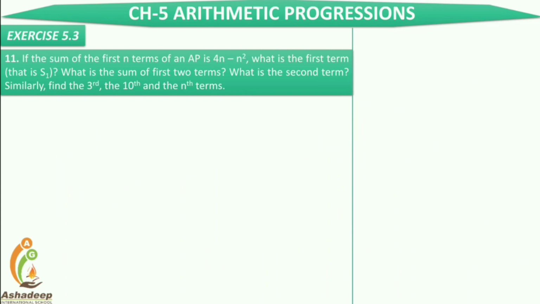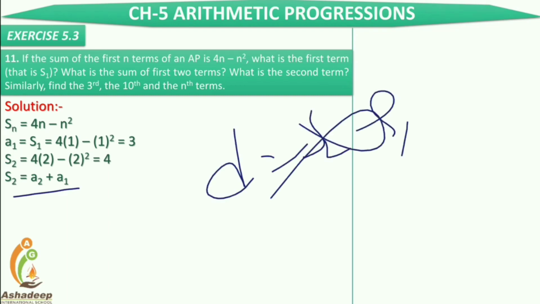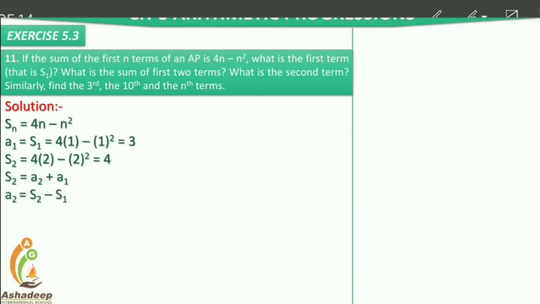Now let's see the solution. Sn is given. A1, or S1, is equal to 3. Now S2 is equal to A2 plus A1. Sorry, it's my mistake. S2 is A2. What I thought was S2 minus S1, that is wrong. Just don't consider this.